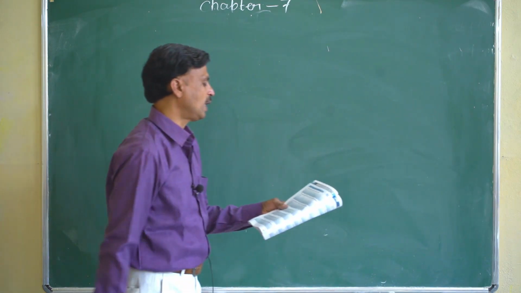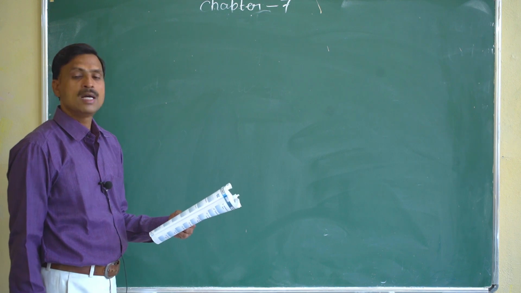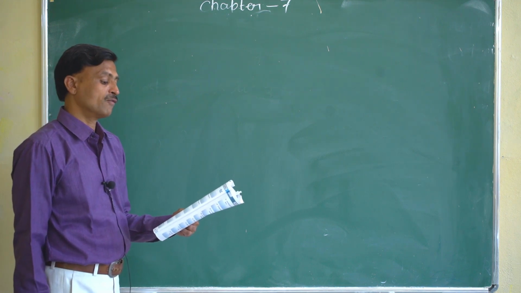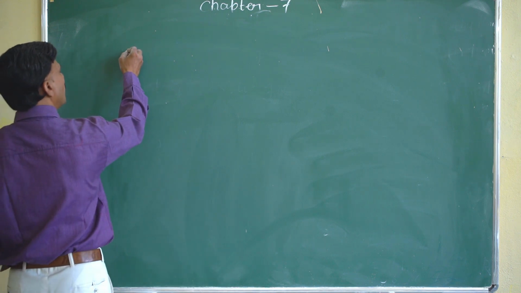The next type of question is: an express train travels a distance of 712.5 kilometers in 9.5 hours. So the distance traveled by the train.